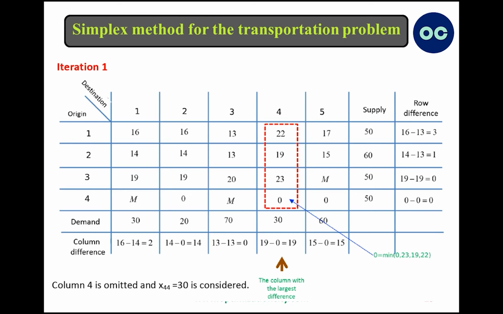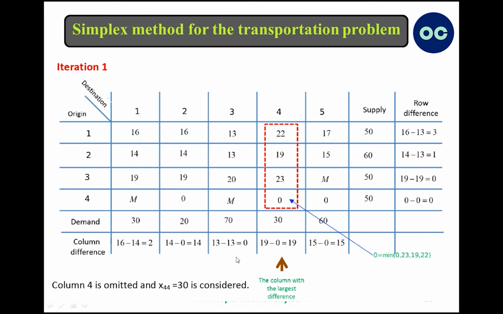So this is the table we use to find the initial basic solution for the Vogel approximation method. This is the difference in this column and in this here. You can find the difference between the minimum cost and the second minimum cost. So this is the minimum cost and this is the second minimum cost.